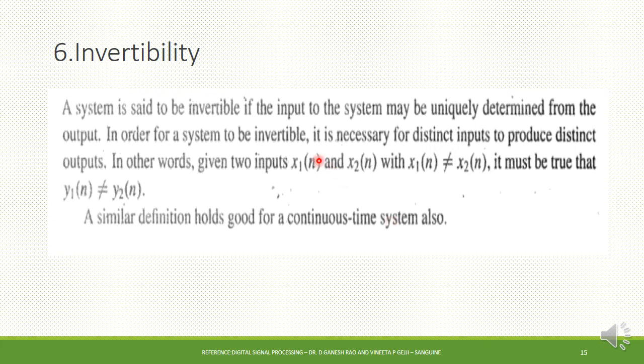The same definition holds good for continuous time also. Here we have explained it for the discrete case, where we have taken the inputs as n. If you want to apply it for a continuous time signal, x1 of t is not equal to x2 of t, and it must be true that y1 of t is not equal to y2 of t.